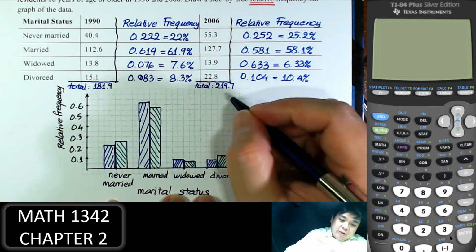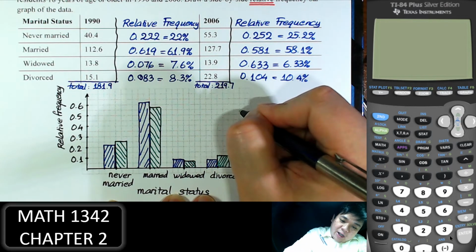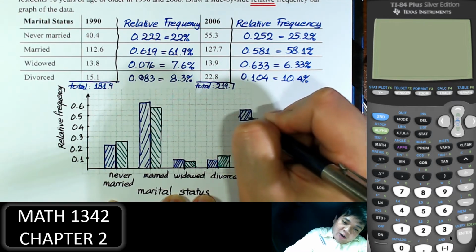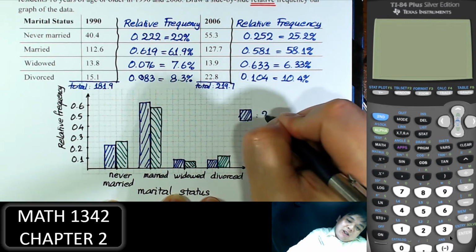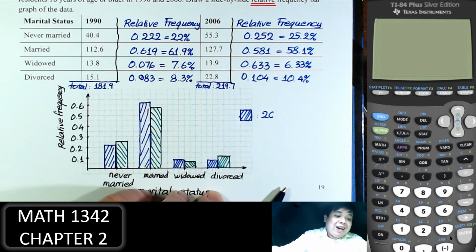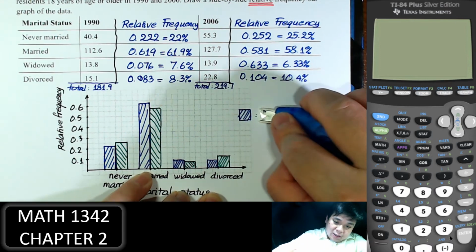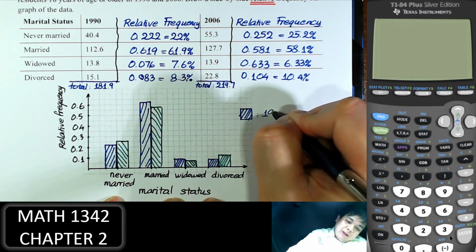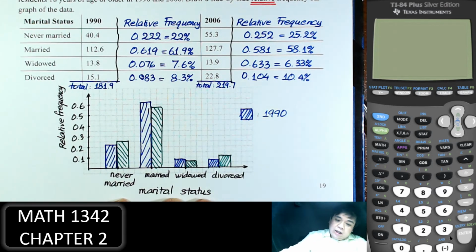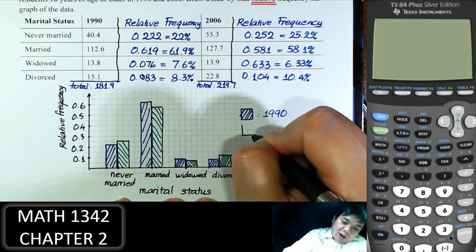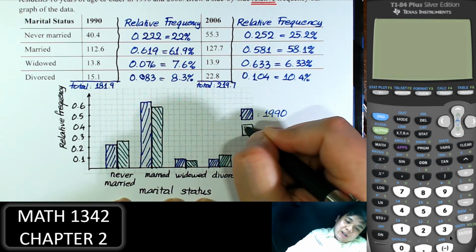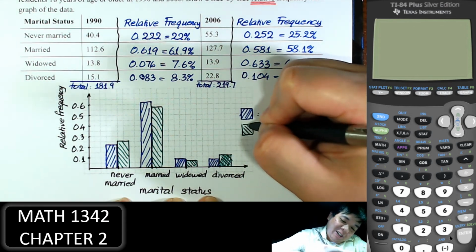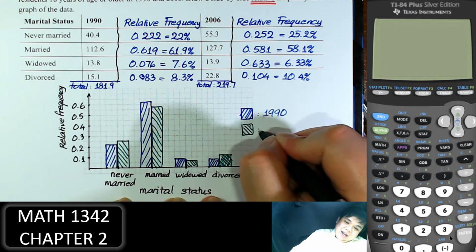And here we draw the legend. If we use this pattern and this color, that is in 1990. If we use the other pattern and the other color, sorry, this should mark this direction, that is in 2006.